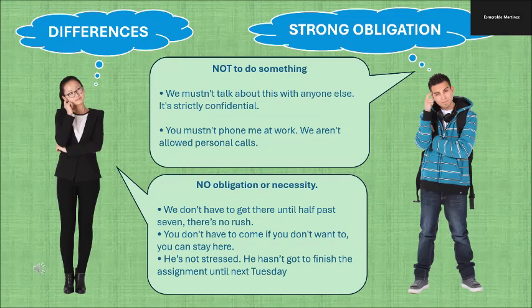We use don't have to state that there is no obligation or necessity. For instance, we don't have to get there until 7:30. There's no rush. You don't have to come if you don't want to. You can stay here. He's not stressed. He hasn't got to finish the assignment until next Tuesday.